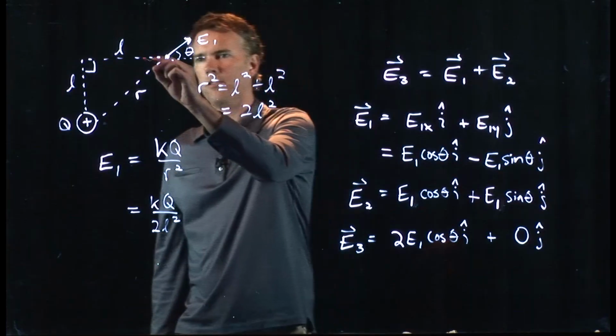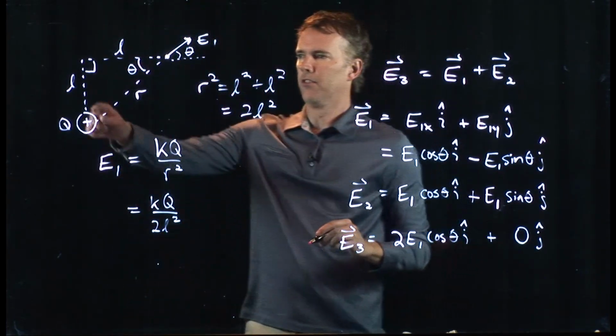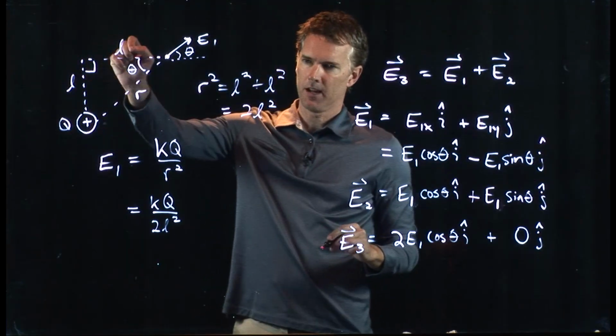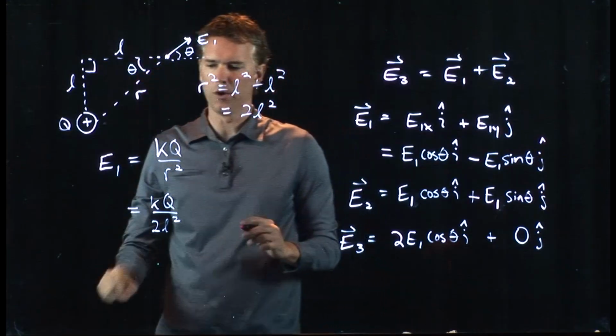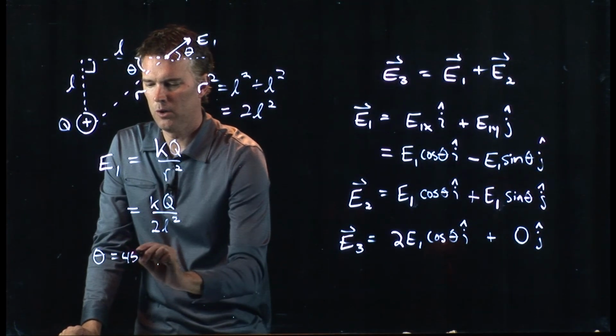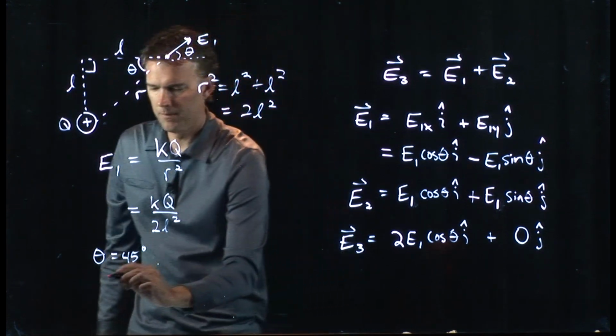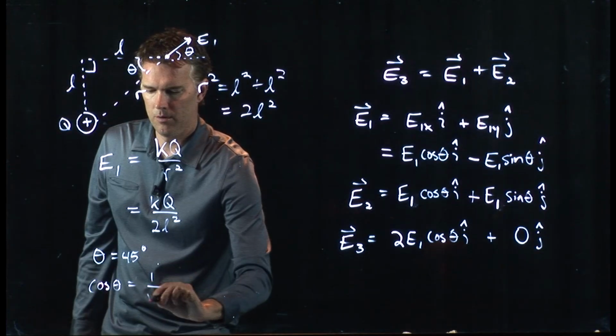But that angle is exactly the same as this angle. And since this side is L and that side is L, it's a 1, 1, square root of 2 triangle, which means theta is 45 degrees. And cosine of 45 degrees is 1 over root 2.